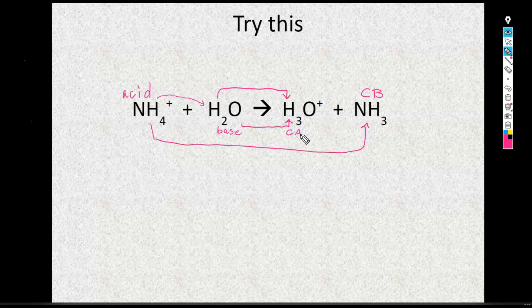and that is what the base changes into once it gains one more hydrogen. So we have an acid with its conjugate base, and we have a base with its conjugate acid. And so when we refer to an acid-base conjugate pair, that's what we are referring to.